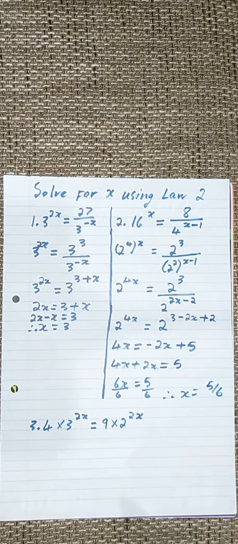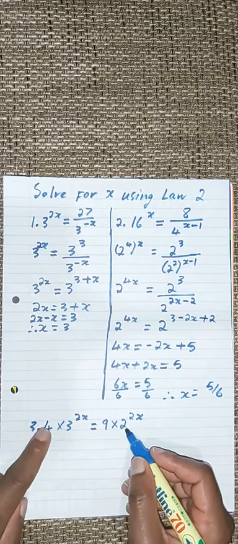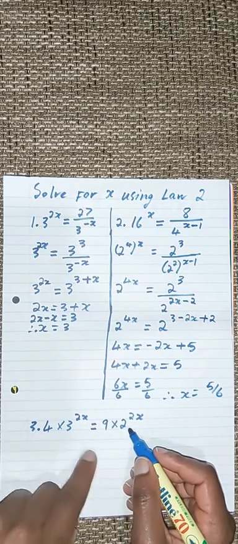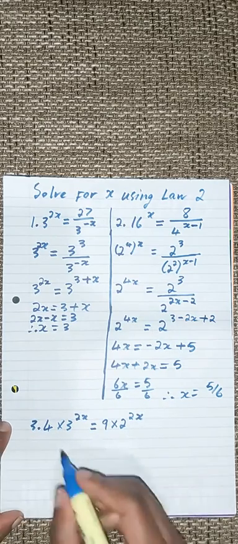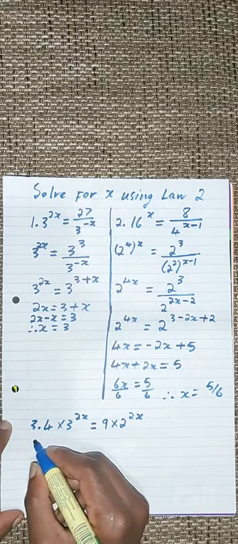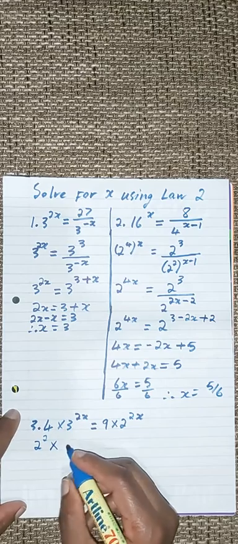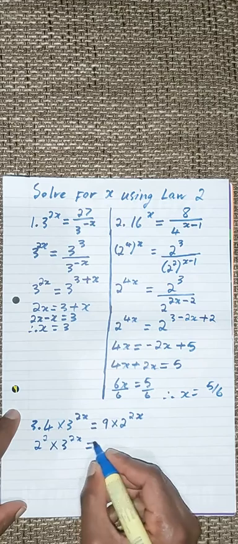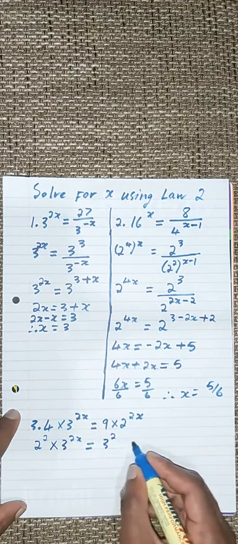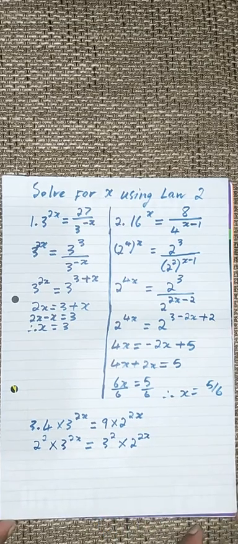First things first, we are going to make the bases similar to each other, okay? Since I have a 2 here, I know that I should change this 4 into a base of 2. Since I have 3 here, I know I should change this 9 into a base of 3. So I'll start with 4. So 4 can be written as 2 to the power of 2, times 3 to the power of 2x, is equal to 9, which can be written as 3 to the power of 2, times 2 to the power of 2x, right?